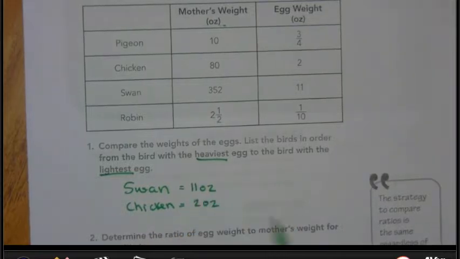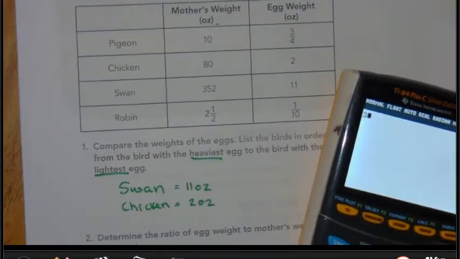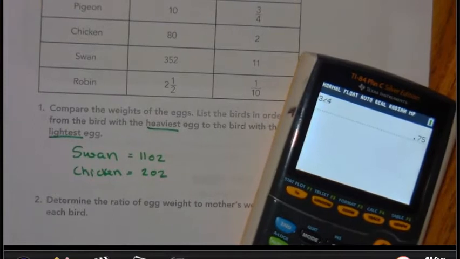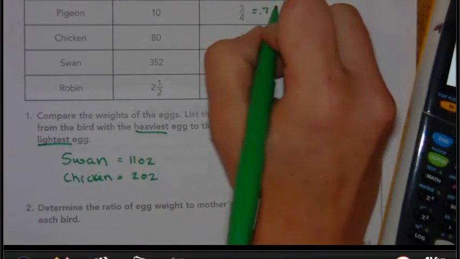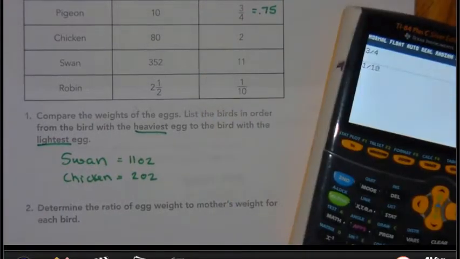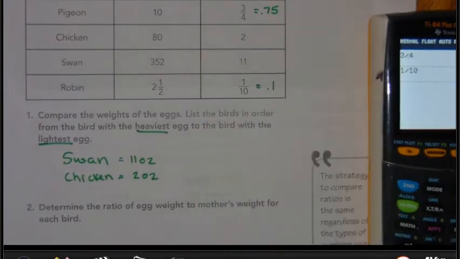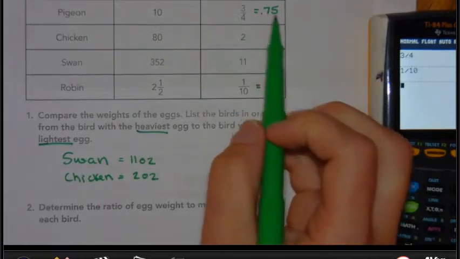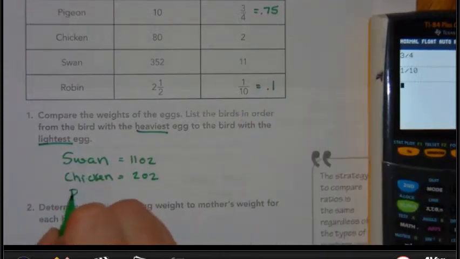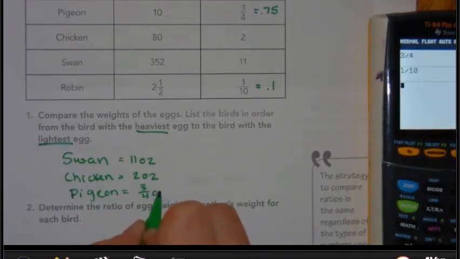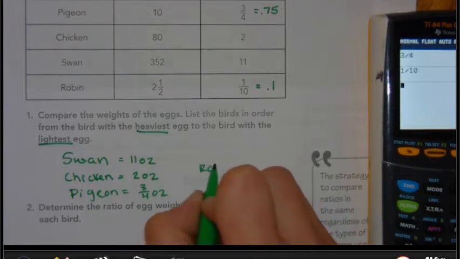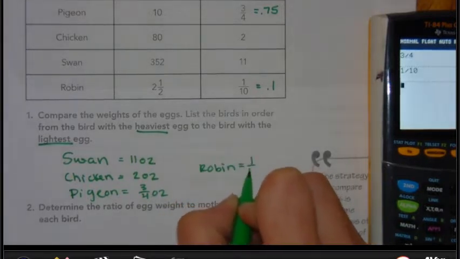at 2 ounces. Then I get into my pigeon and my robin. Well, I need to compare my 2 fractions, so I'm going to see what the decimal is, and I'm going to use my handy dandy calculator. My pigeon is at 0.75. And then my robin is at 0.1. Even if I just look at the tenths place, I will see that 0.75 is bigger than 0.1. So my pigeon is next at 3/4 ounce. And that leaves my robin for last at 1/10 of an ounce.